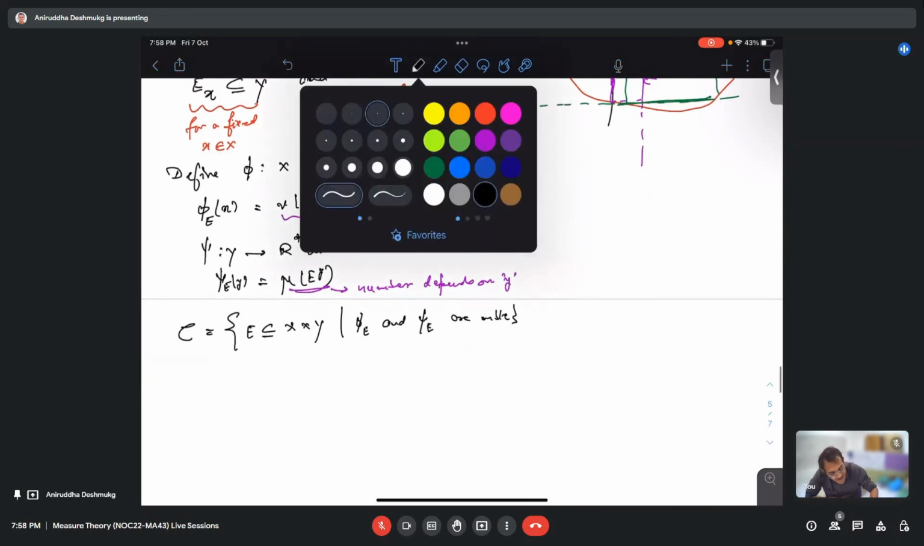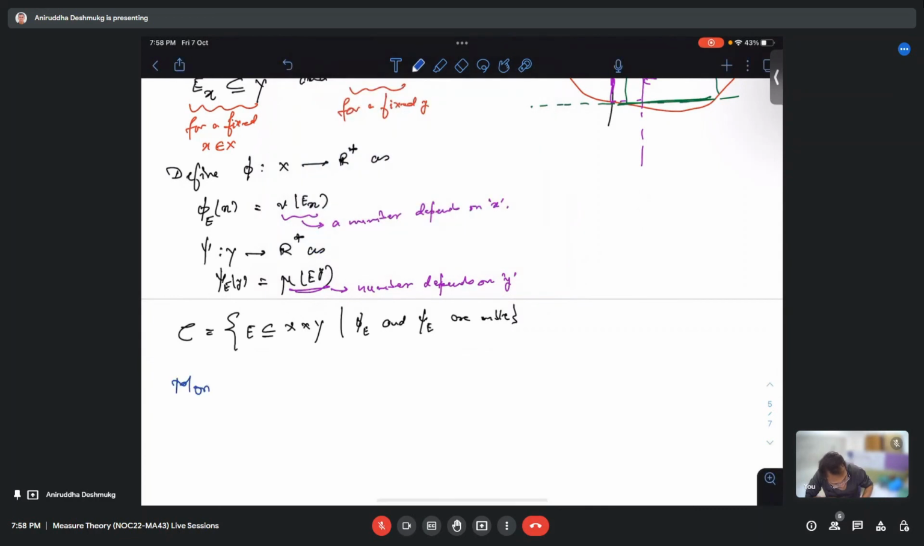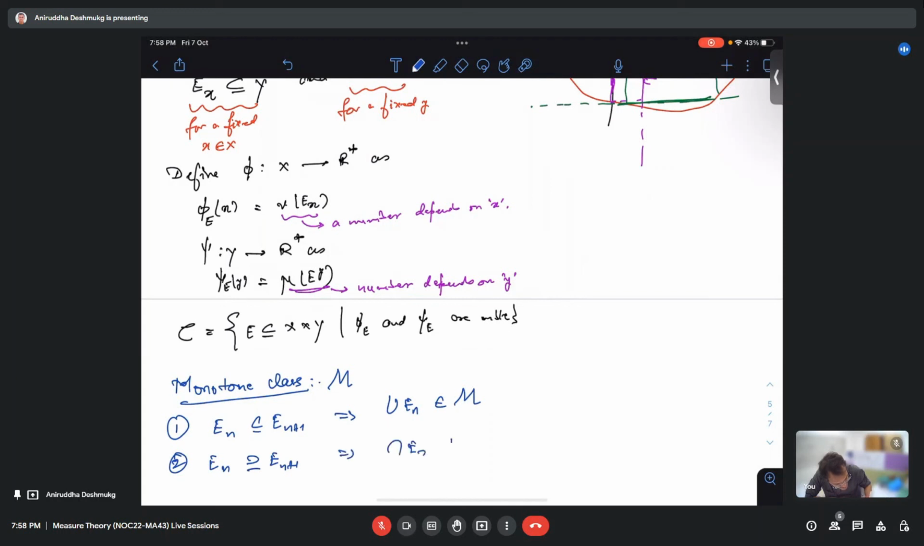See, for monotone class, there are only two properties we require. First is En contained in En plus 1 implies union of En is inside this, well, let us call it M. Yeah, maybe M. Okay, M. And the second one we require is whenever En contains En plus 1, this implies intersection of En is inside this M.